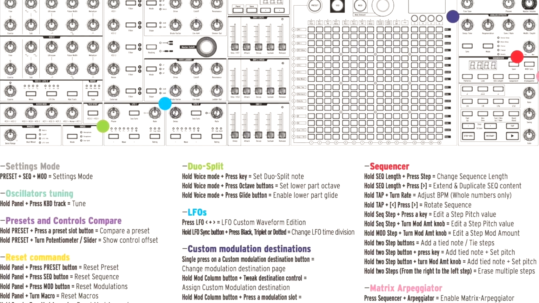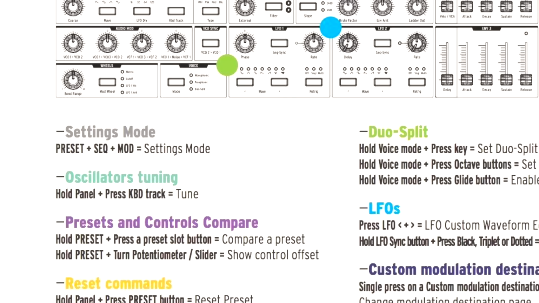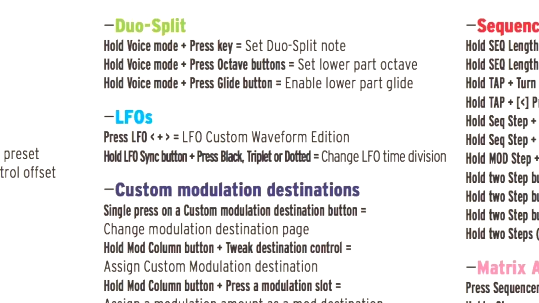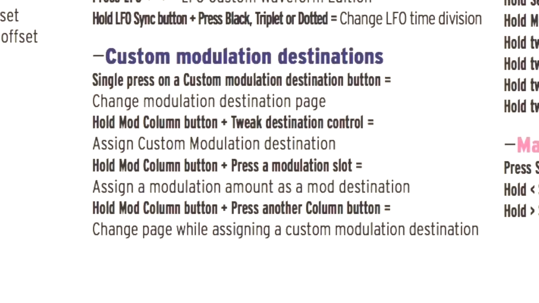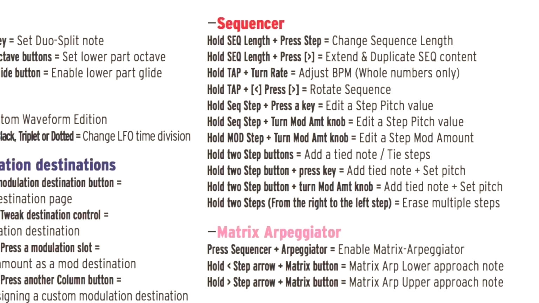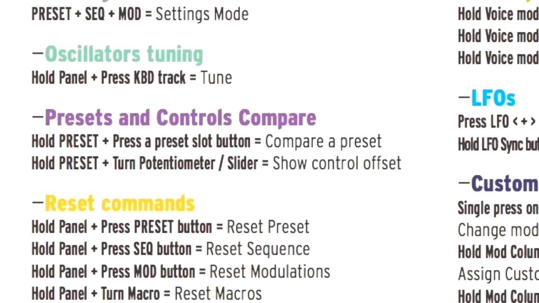The 2.0 update is massive. We can, for example, access settings directly from the unit, and we can create our own custom LFOs. We can draw them, and we have more custom modulation destinations. The sequencer is getting quite the major update, as well as our arpeggiator. And we also get a patch comparison function, so you can compare patches.